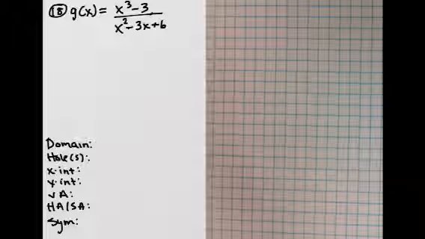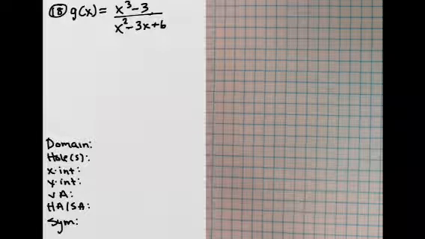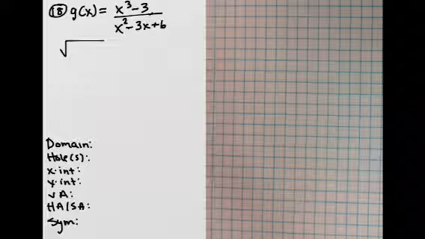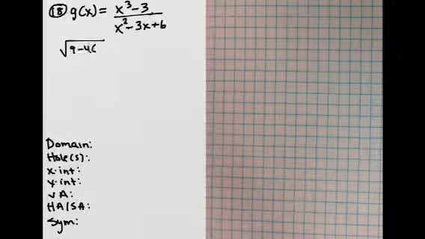Right, so we start off with the domain. We look at the denominator, and it doesn't factor. When you look at the discriminant for the quadratic, you're going to get imaginary solutions. What that means is that when you do b squared, which is 9, minus 4 times a times c, you get a negative number in here.